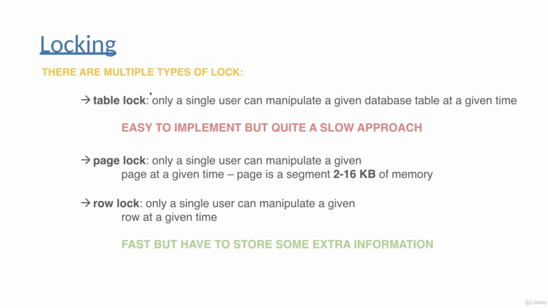So as far as table locking is concerned, only a single user can manipulate a given database table at a given time. Of course, it is the easiest approach, so it is quite easy to implement, but it is quite a slow approach. Because you may guess, what if the first user tries to read the first row of the database table, the second user tries to read the second row, the third user tries to read the third row? Then of course it may happen without any issue because they just want to read different rows of the database table.